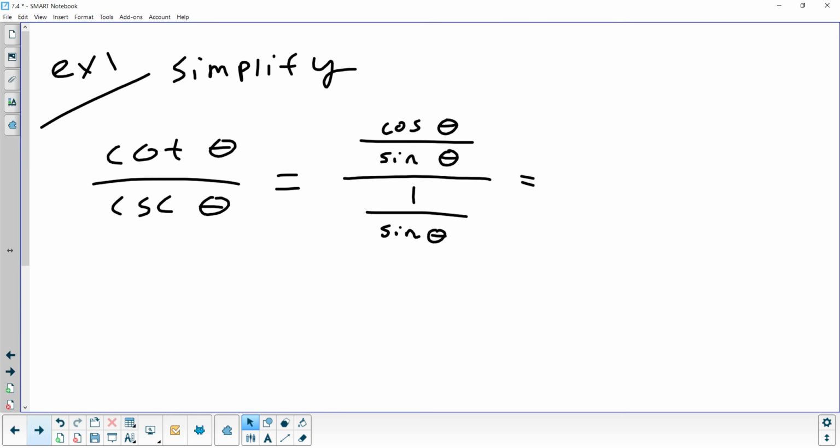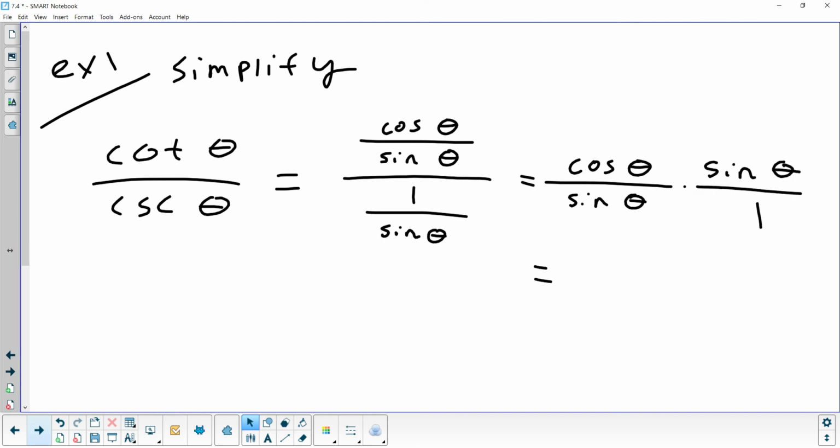Don't worry what the fractions are, just in general. How do you divide two fractions? Yep. Multiply by the reciprocal. Multiply what by the reciprocal? The top. So keep the top the same and multiply by the reciprocal of the bottom. So that's going to be sine over 1. And when you multiply those two fractions together, what happens? Yeah? The sines cancel each other out.